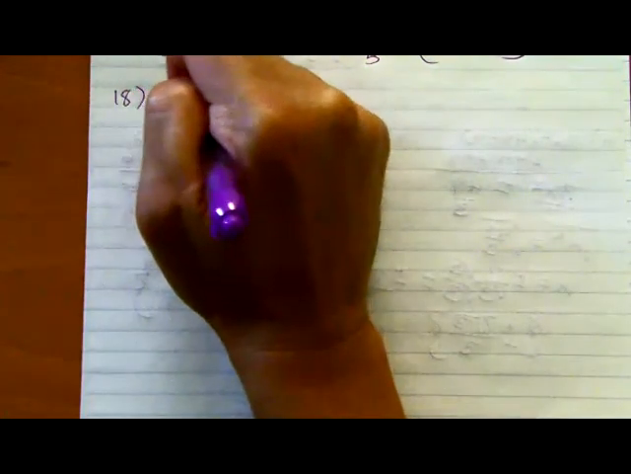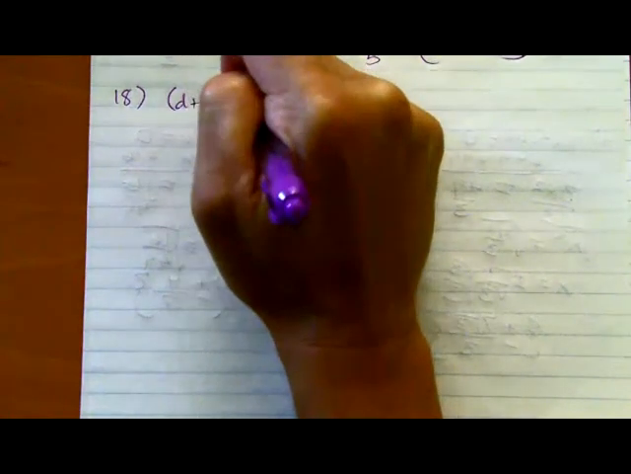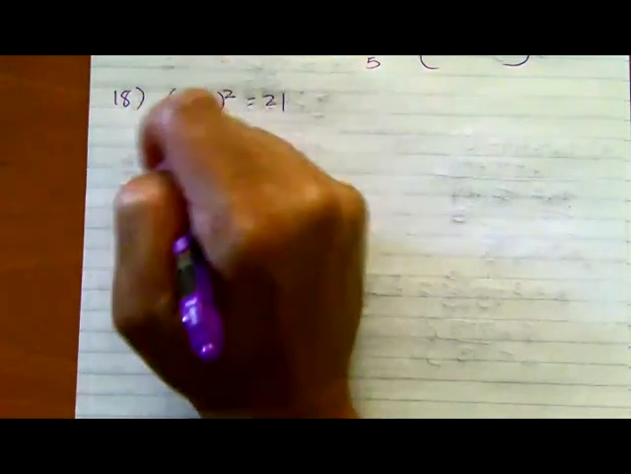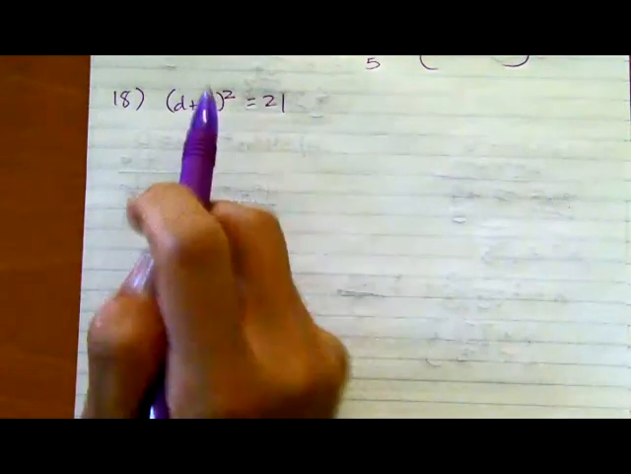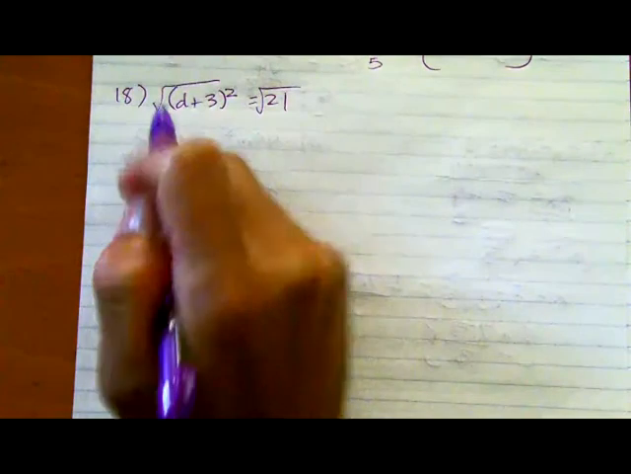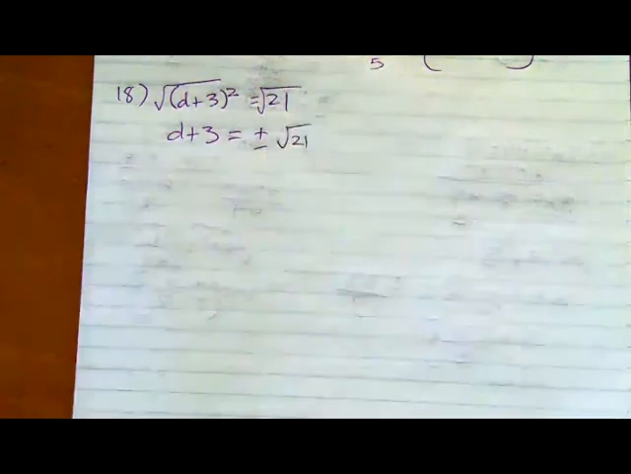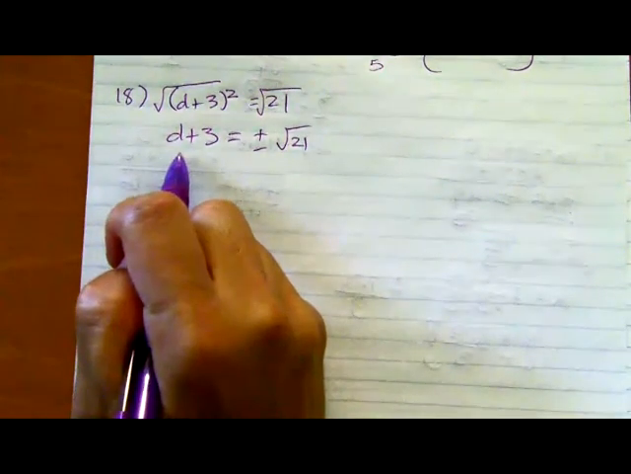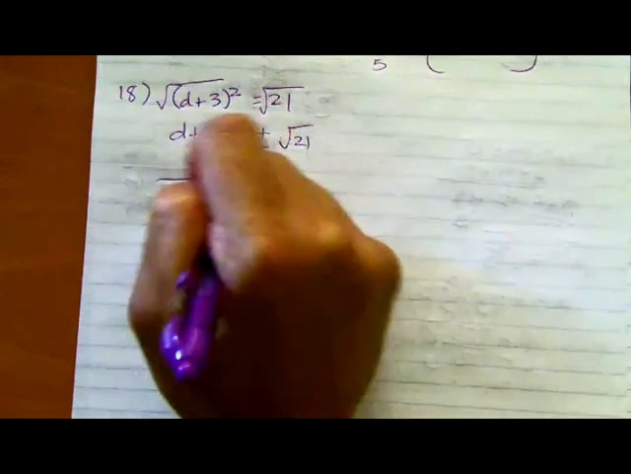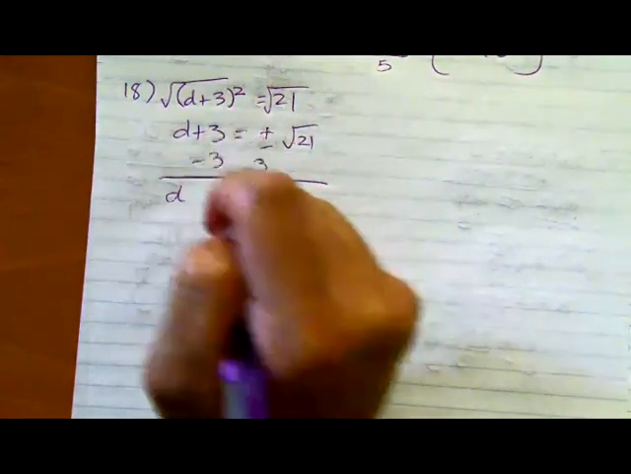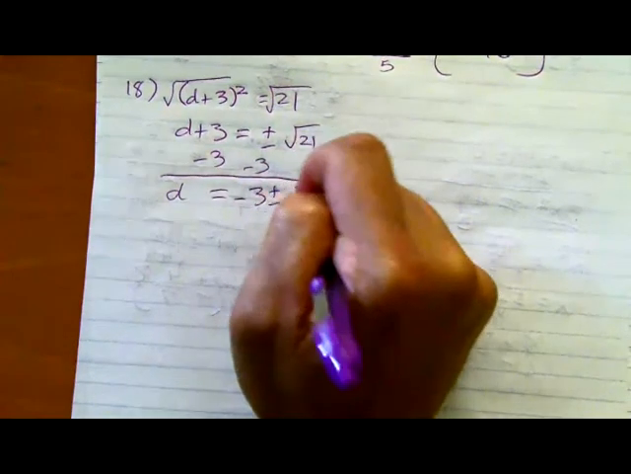Number 18. Oh, okay. (d plus 3) squared equals 21. This right here, that whole thing is a square term. We can square root already. That'll give me d plus 3 equals positive or negative square root of 21. All we gotta do is get d by itself now. Subtract the 3: negative 3 plus or minus radical 21.